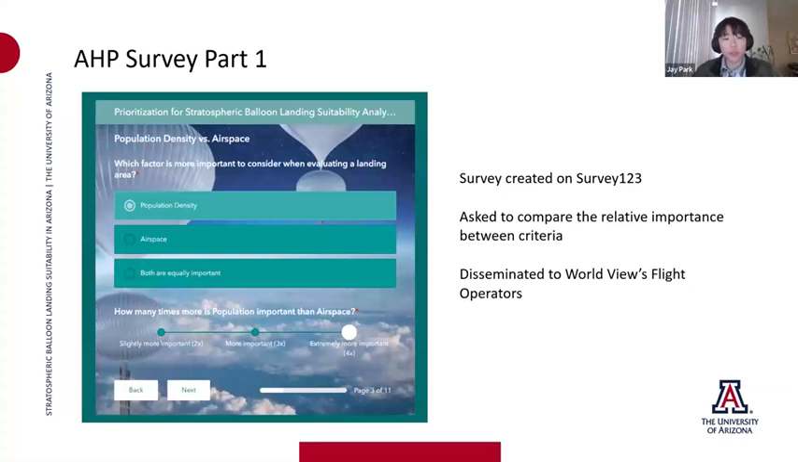So I conducted AHP for this study through a survey that I created on Survey123. Part one of the survey asked the respondents to compare the relative importance between each criterion and the strength of that preference over that criterion. And this survey was disseminated to the stakeholders, which in this case were my coworkers, Worldview's flight operators.